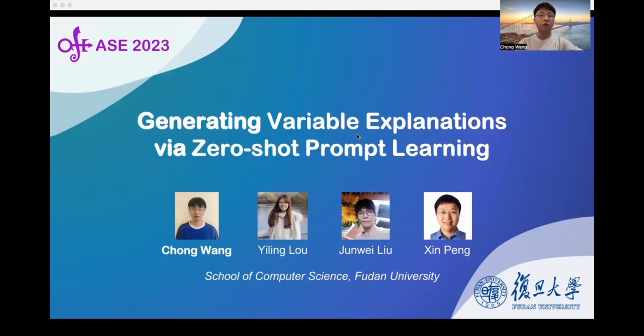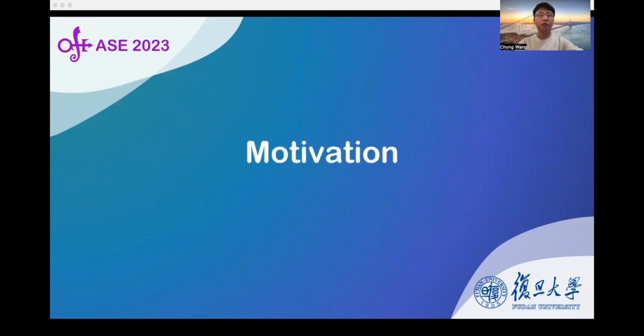In this talk, I will introduce our work, generating variable explanations via zero-shot prompt learning. Why do we need to generate variable explanations?